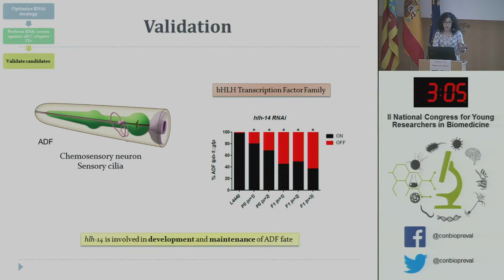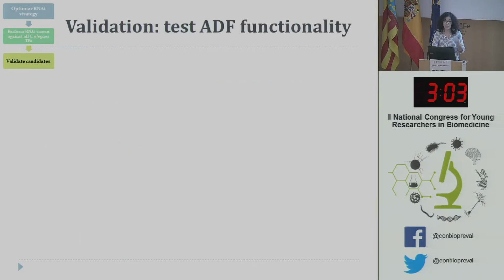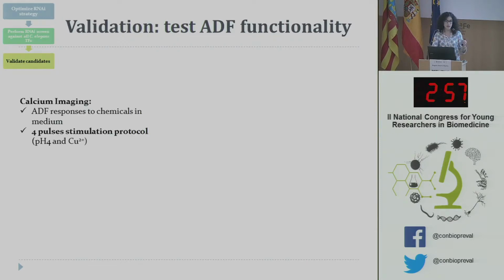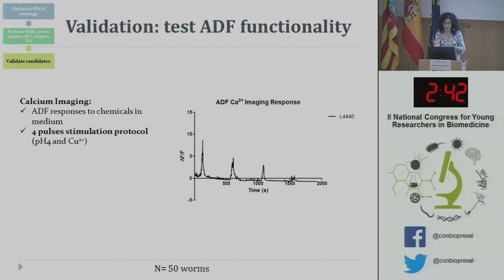So, as I mentioned, ADF is a chemosensory neuron, and as it is in contact with the media, we decided to do a calcium imaging experiment to test the ability of this neuron to sense changes in the media without this transcription factor. So we decided to give a stimulation protocol of 4 pulses.